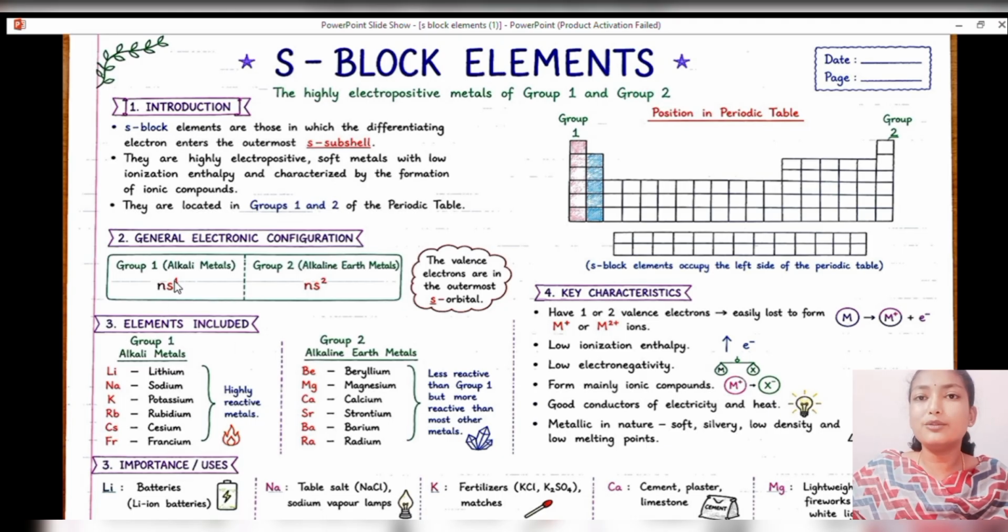Its general electronic configuration is ns1, and for group 2 it is ns2. You have to remember the elements: lithium, sodium, potassium, rubidium, cesium, francium, and group 2 elements: beryllium, magnesium, calcium, strontium, barium, radium. Is it clear, Nana? We will go to the next slide.